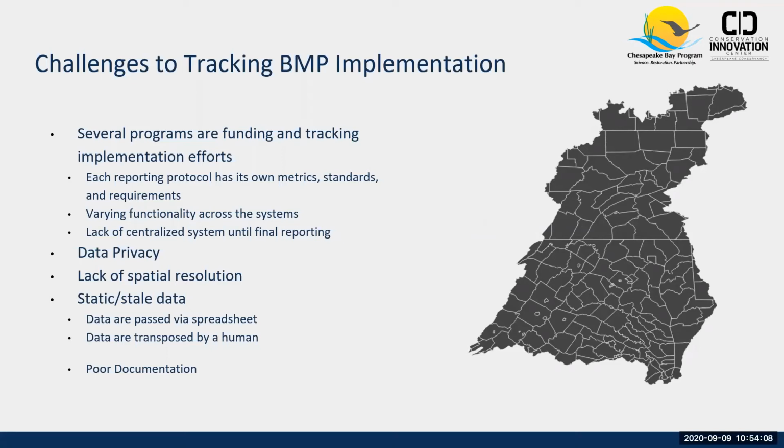Across each of those different systems, especially with different reporting platforms, there's a variety of functionality that's built into those, making some functionality available to certain grant recipients, but not across the board. And this lack of a centralized system until you get down to that state level final reporting for the phase 3 WIP right now, you really don't have any cohesive system and no understanding of progress made until that final reporting step. In addition, there are issues with data privacy, as well as lack of a spatial resolution.